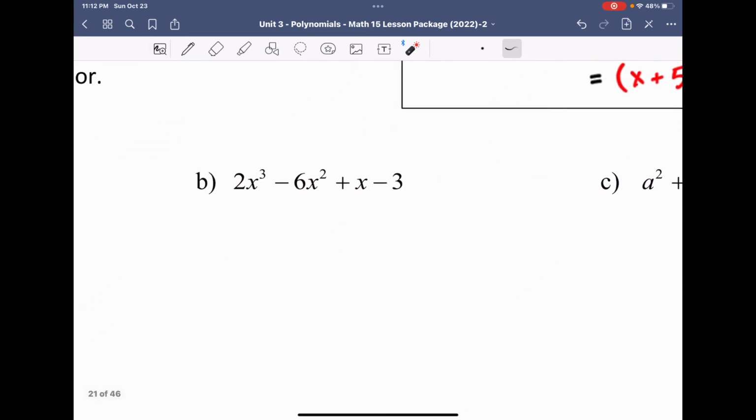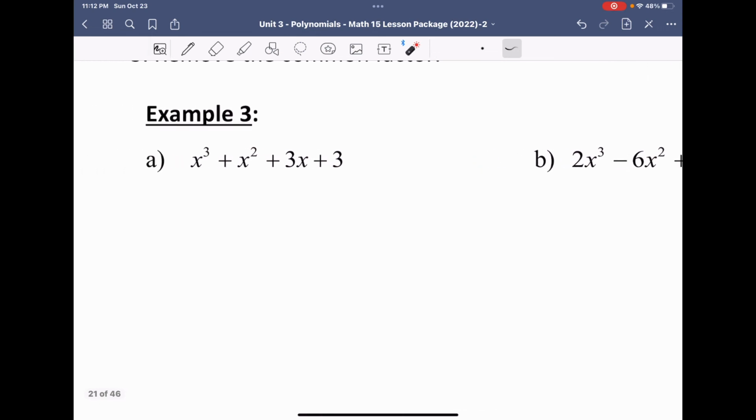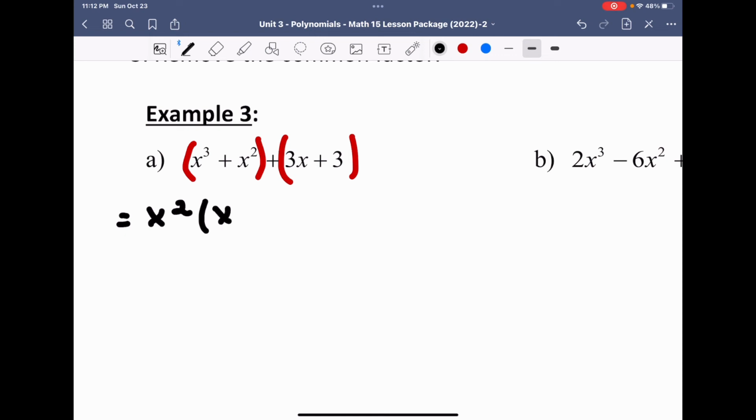So let's try a couple of examples of our own here. Example 3a. I'm going to do this by grouping. I pair the first two, pair the last two. The greatest common factor in the first bracket is x squared. And that's going to leave me with x cubed divided by x squared is x. X squared divided by x squared is plus 1. In my second brackets, I can remove a positive 3 as the greatest common factor, or divide them both by a positive 3. This leaves me with x plus 1.